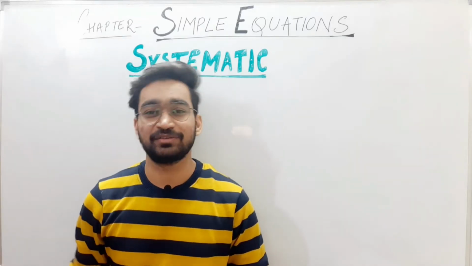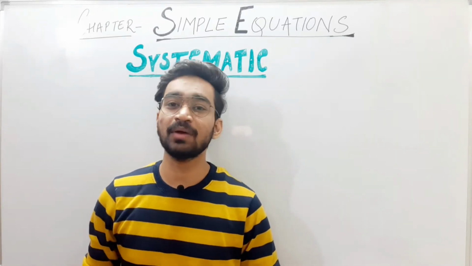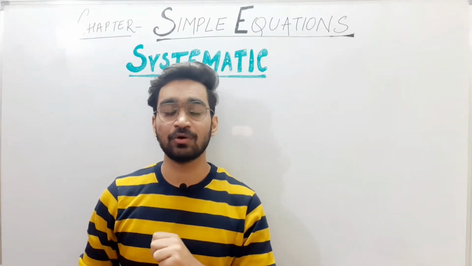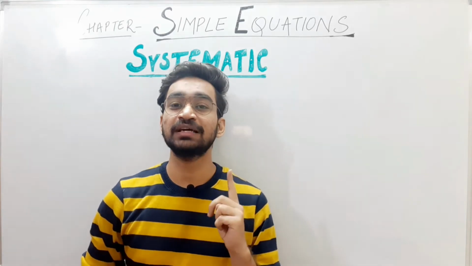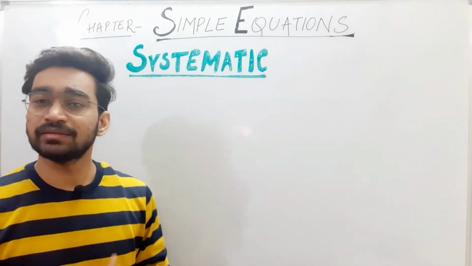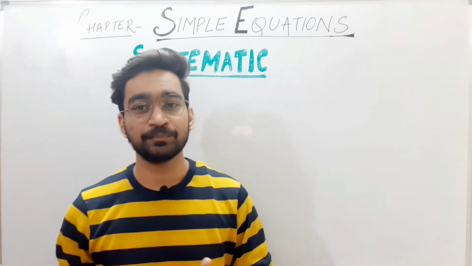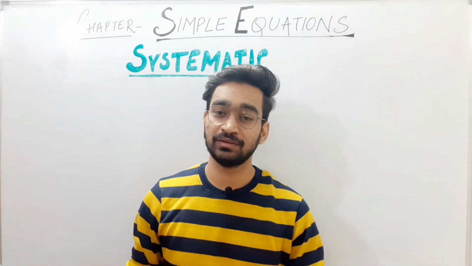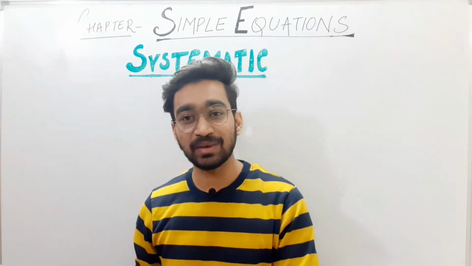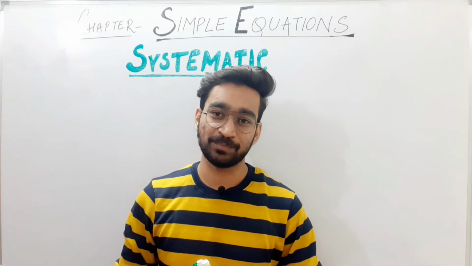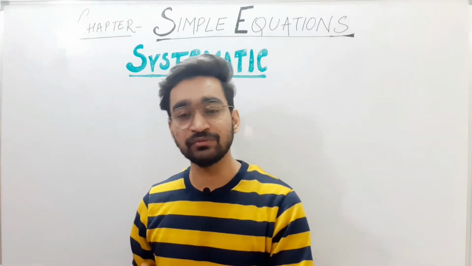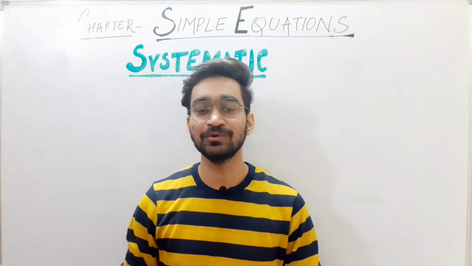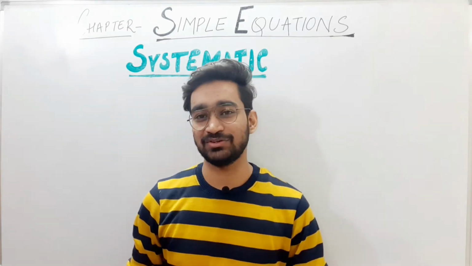Hello my dear students. In the second part of this playlist, we are going to discuss the second method to solve the simple equation, which is our systematic method. The systematic method is nothing else, just solving an equation by adding something, subtracting something, multiplying something, or dividing something. There are 4 or 5 rules in this systematic method which we can follow to solve our equations.